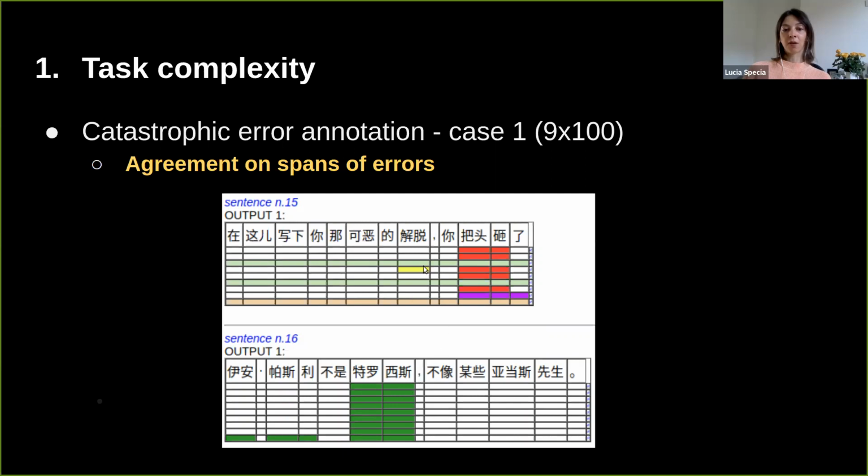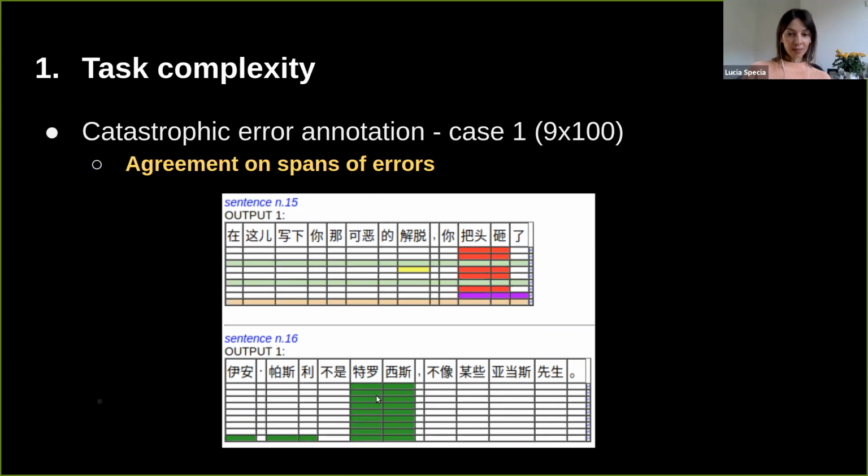If there is a green across, it's because there are no errors. If there is a brownish across, it means that the source is completely, or the target is completely unintelligible. So again, you can see that in the first case here, there's some agreement on 1 error, although the span varies a little bit. The purple one goes a bit further. There's disagreement on the yellow error, which is only annotated by 1 annotator. And some annotators seem to think that either the sentence has no errors or the source is not understandable.